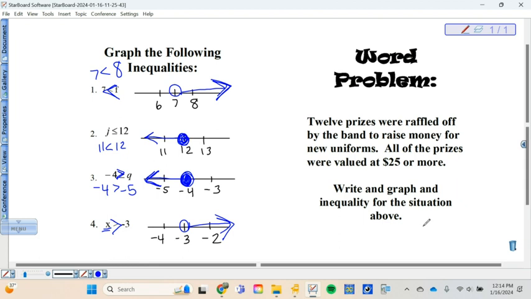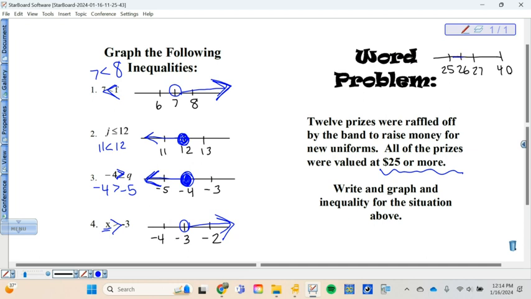And then what about here, our word problem? So 12 prizes were raffled off by the band to raise money, and all of the prizes were valued at $25 or more. That means it could be a $25 gift, a $26 gift, right? A $27 gift, a $40 gift. As long as it's more than 25, it's okay.